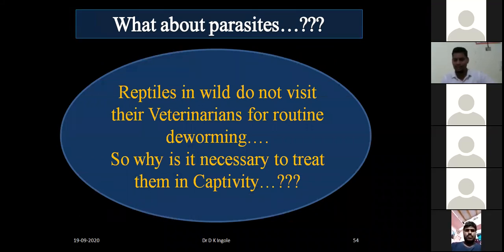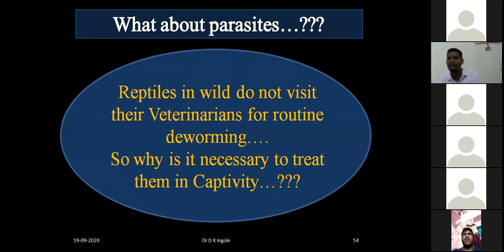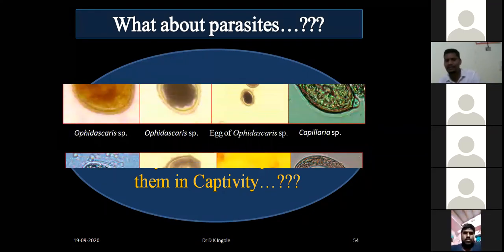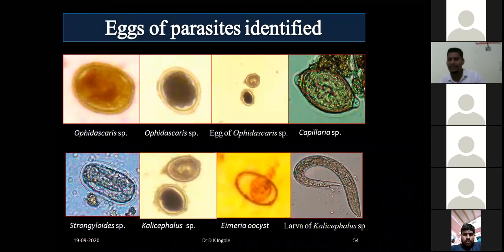So what about the parasites? Reptiles in the wild do not visit their veterinarians for routine deworming. So why is it necessary in captivity? The reason is that captive space is constant, so the parasitic burden is more. In free range, space is more, so parasitic concentration is low, so they can cope with that and adapt. So these are the parasites identified in the pythons.